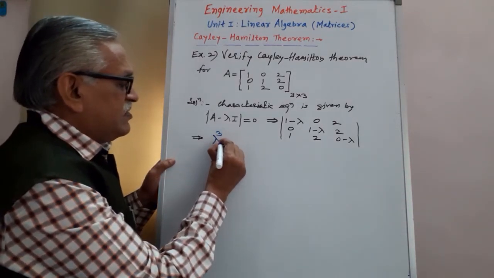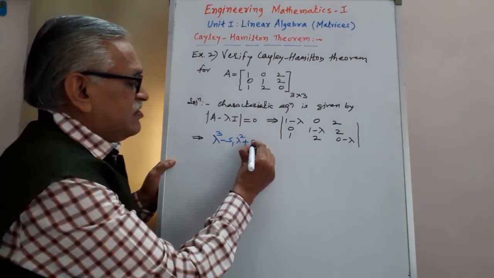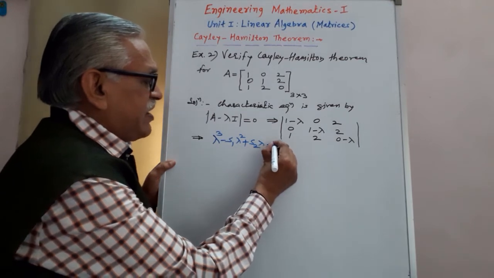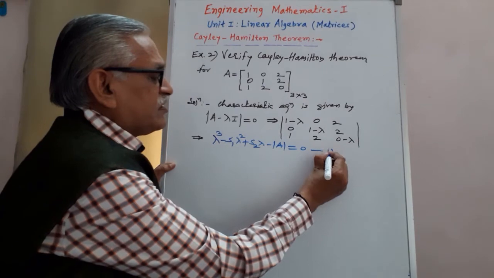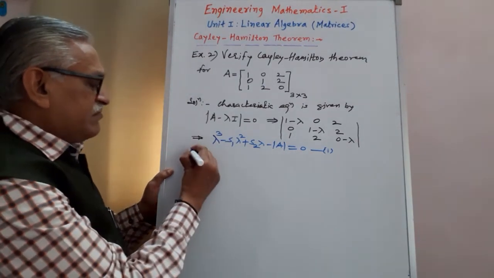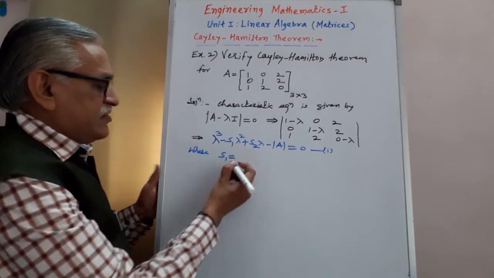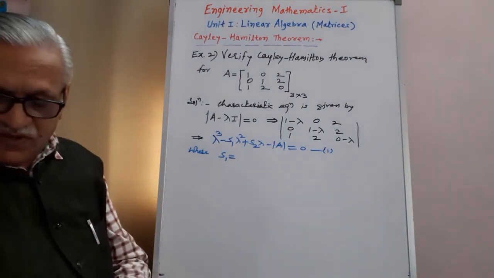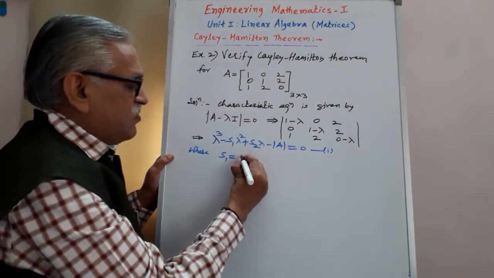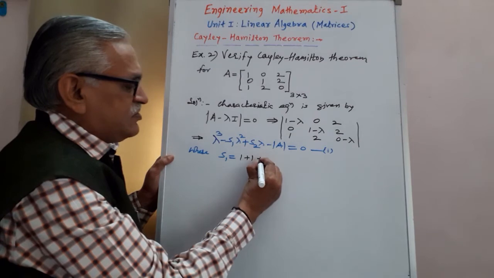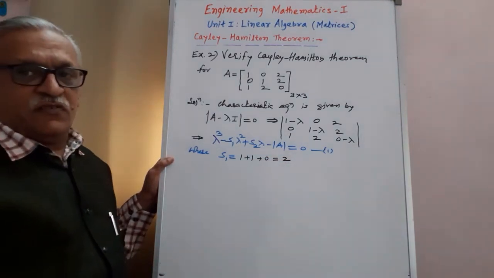The result obtained by that shortcut method is lambda cube minus S1 lambda square plus S2 lambda minus determinant of A equals 0. We call this equation 1, where the value of S1 is the sum of the principal diagonal elements. Therefore, it is 1 plus 1 plus 0, and we have its value as 2. The value of S1 is 2.